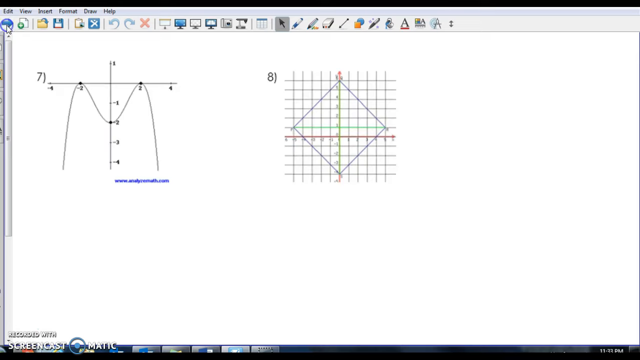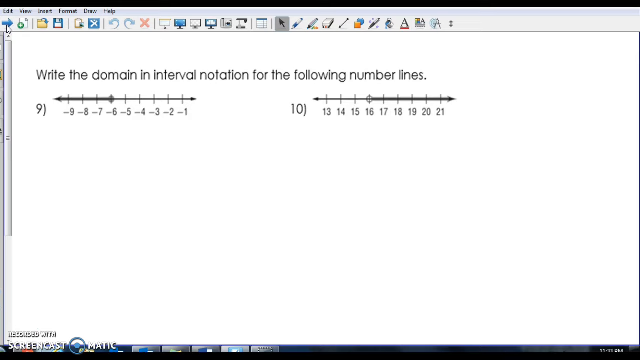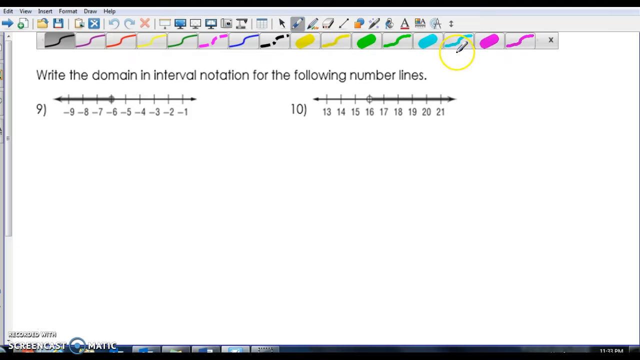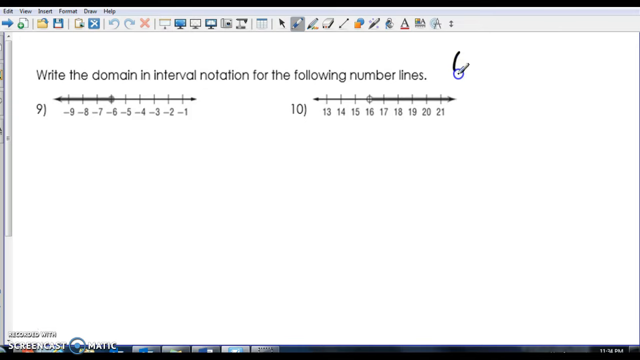So flip to the back of your worksheet. Look at number 9, and we're going to talk about what's called interval notation. So normally we write x is less than negative 6. But there's another notation called interval notation, okay? Interval notation has parentheses instead of dots. So you have parentheses and you have brackets. If you have a closed dot, it is a bracket. If you have an open dot, it is a parenthesis.